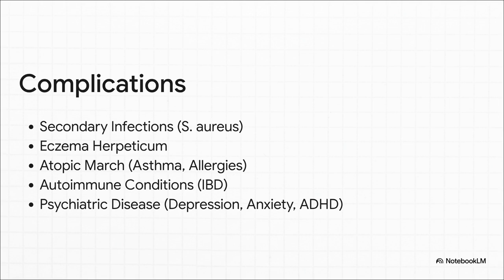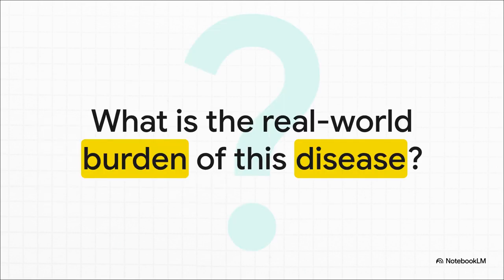But it doesn't even stop there. We're now seeing clear links to autoimmune conditions and, really importantly, a much higher risk of psychiatric diseases like depression, anxiety, and ADHD. So when you add all that up, what does this actually feel like for a kid? What is the real-world burden of this disease day in and day out?